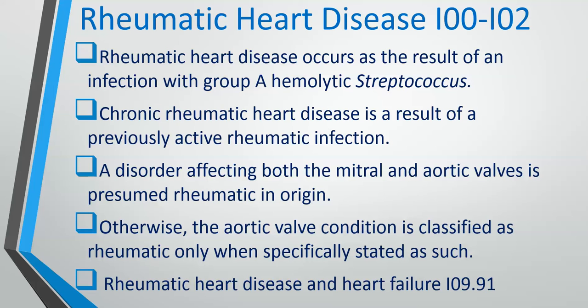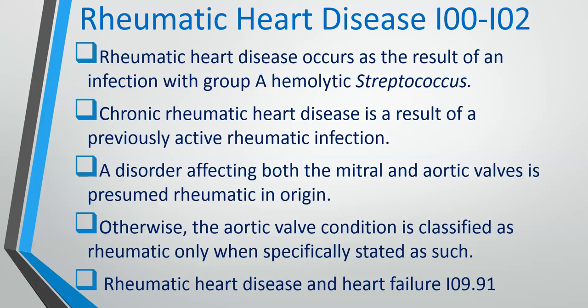So on the next slide, rheumatic heart disease occurs as a result of an infection with group A hemolytic streptococcus. The first axis distinguishes whether the fever is acute. When we talk about axis, it's kind of like the category for acute, and then an axis for inactive or chronic is the other category. Chronic rheumatic heart disease is a result of a previously active rheumatic infection. The heart valves are most often involved.